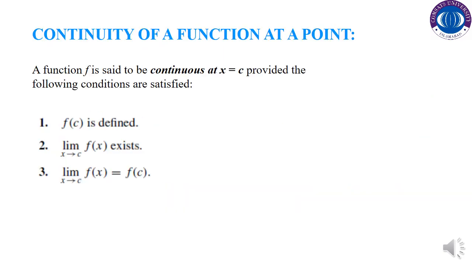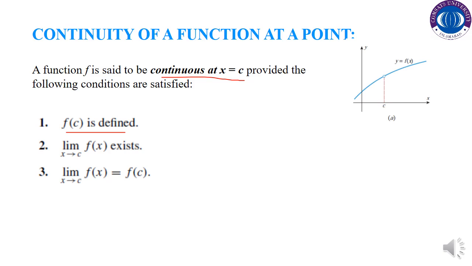Now we are going to study the definition of the continuity of the function at a point. A function f is said to be continuous at x equal to c provided the following conditions are satisfied. First condition is f of c is defined. Means if we are interested to find the continuity of a function at some point c, then the first condition is f of c is defined.